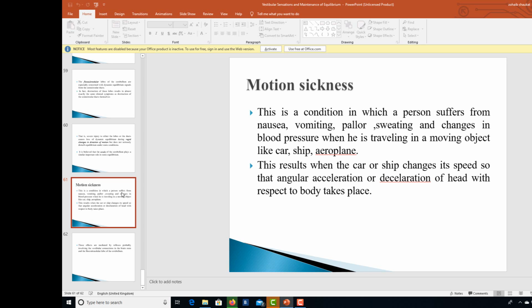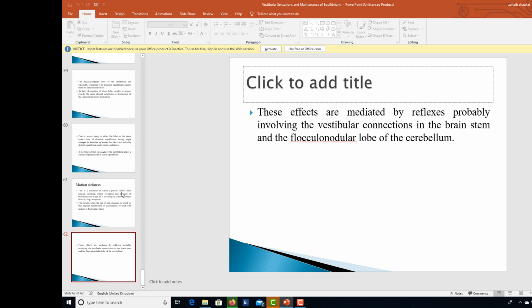Now this results when the car or ship changes its speed so that the angular acceleration or deceleration of the head is taking place along with that of the rest of the body. These effects are mediated by reflexes probably involving the vestibular connections in the brainstem and the flocculonodular lobe of the cerebellum.